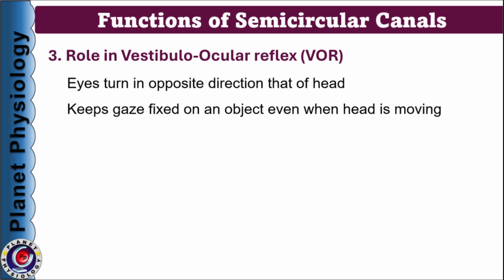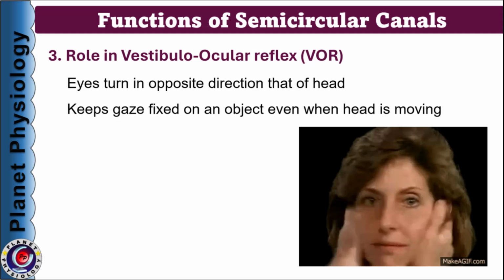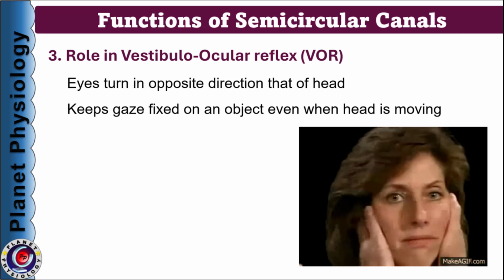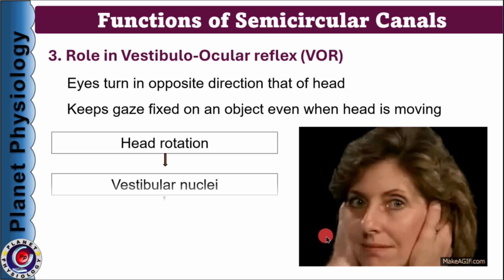Okay, the next function is role of semicircular canals in vestibulo-ocular reflex. This is your image stabilizer system. It keeps your gaze fixed on an object even when the head is moving. Without it, the world would look like a shaky camera video every time you turn your head. So here's how it works.